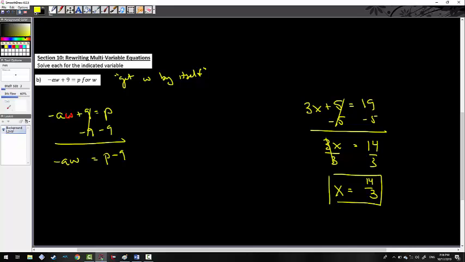How am I going to get the w by itself? The negative a is attached to w by multiplication. So I unmultiply it by dividing by negative a. Now, the wonderful thing, just like 14 can't divide by 3 evenly, p minus 9 divided by negative a can't divide evenly also. So the wonderful thing about this problem is that you end up with a fraction that you really just can't reduce or simplify or anything, and it's a nasty answer, but nevertheless, it's an answer.